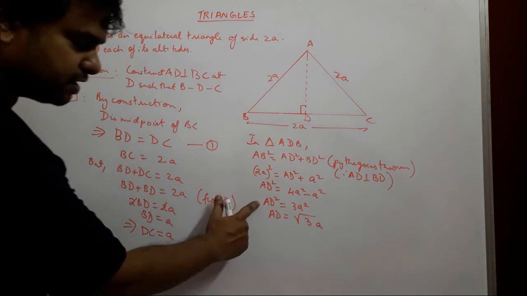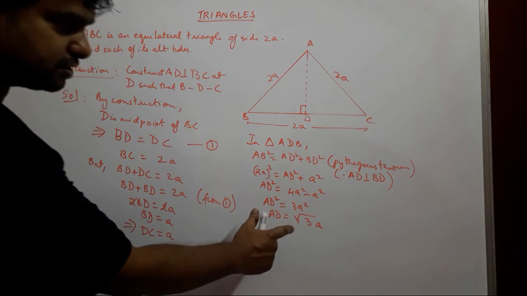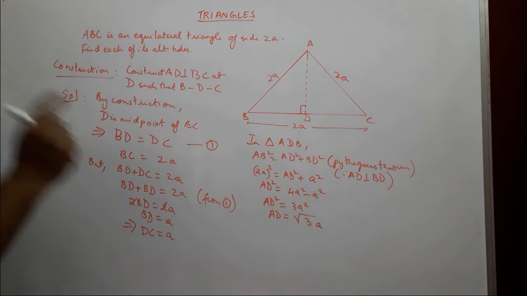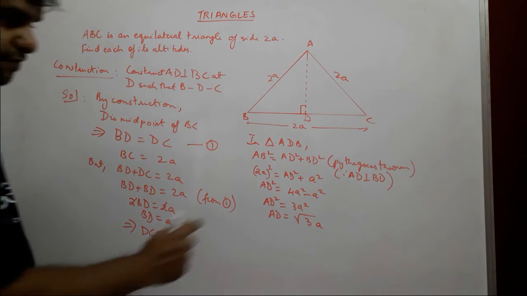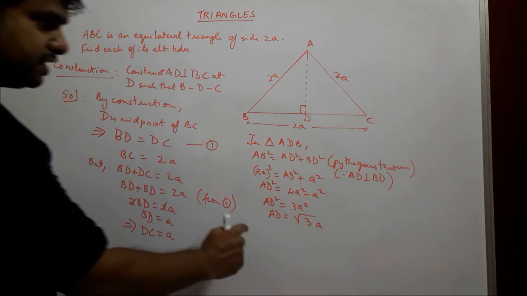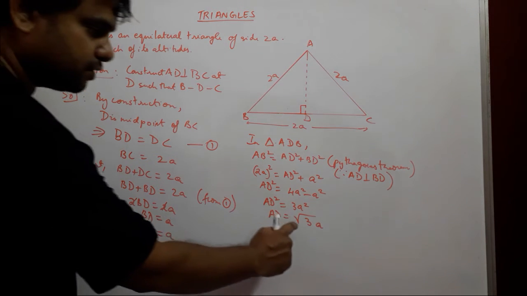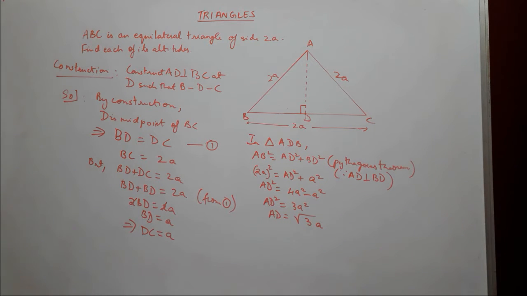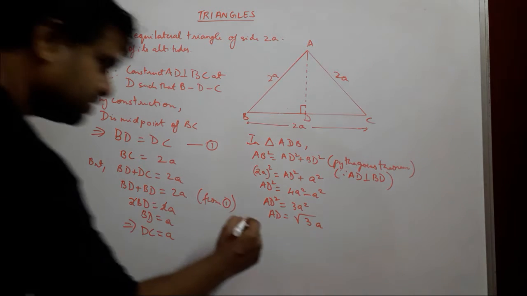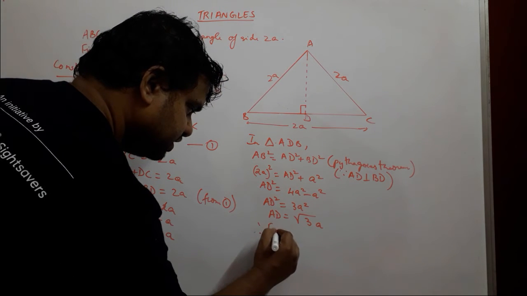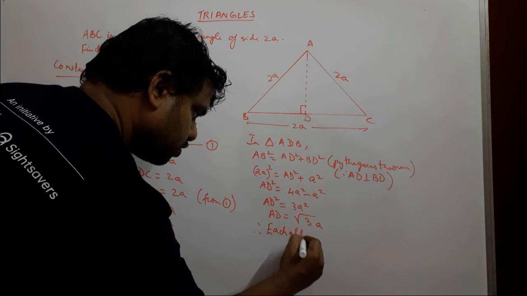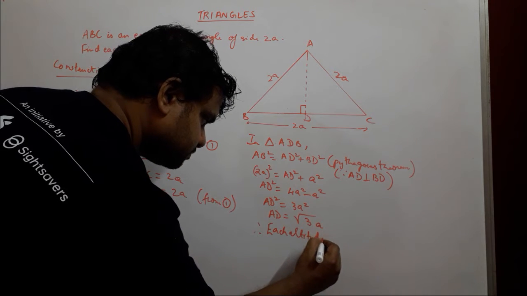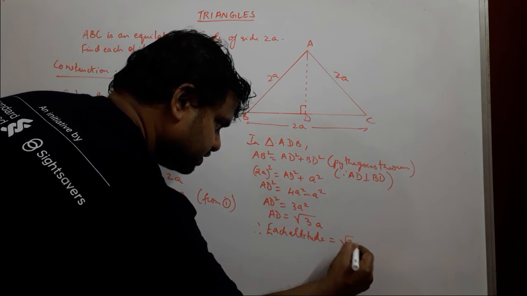Now AD can be written as plus or minus root 3A, but we are talking about length, so length cannot be negative, so we take the positive here. So AD is equal to root 3A, because this was 3A square, so it becomes root 3A. Okay, so that means we can say therefore each altitude is equal to root 3A.